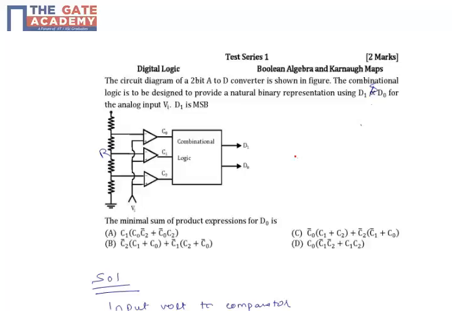In this question, C0, C1 and C2 are our comparators, and we have to design a combinational logic with D1 and D0 as its output and C0, C1 and C2 as input, such that the entire circuit acts as a 2-bit A to D converter.